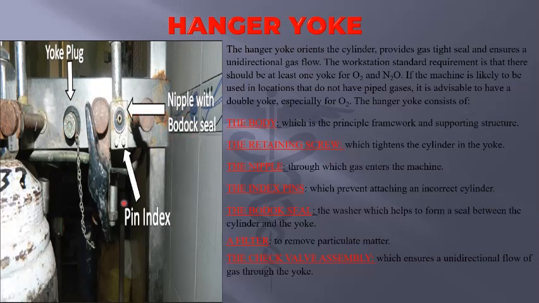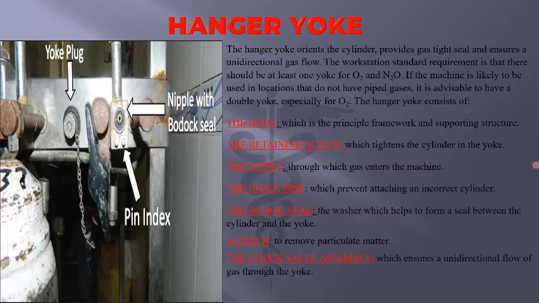The hanger yoke orients the cylinder, provides a gas-tight seal and ensures a unidirectional gas flow. The hanger yoke consists of the body, which is the principal framework and supporting structure; the retaining screw, which tightens the cylinder in the yoke; the nipple, through which gas enters the machine; and the index pins, which prevent attaching an incorrect cylinder.